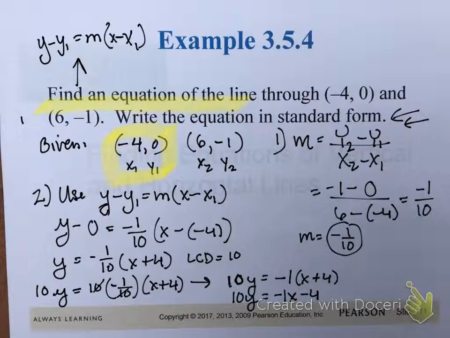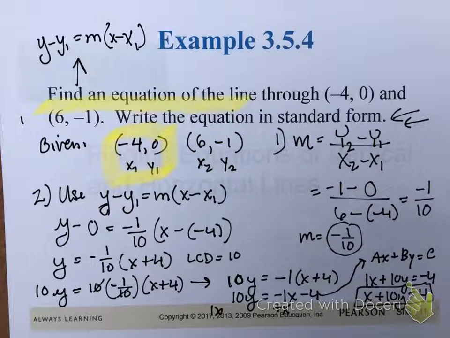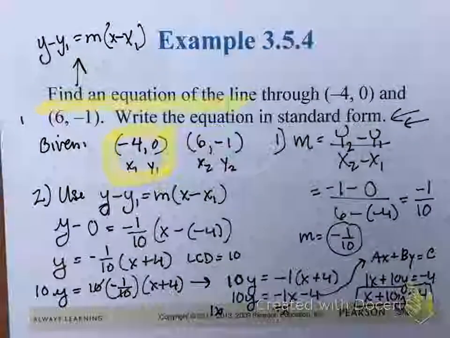To get it in standard form, I have to have it in ax plus by form. So I got to pull the x over to the other side, and to do that, I just add 1x to both sides. And when I do that, I get 1x plus 10y equals negative 4. To write it a little nicer, I can say x plus 10y equals negative 4. Okay, and that's how you do this one. So when you have to find an equation of a line with 2 points, you're going to be doing some work, as you can see.